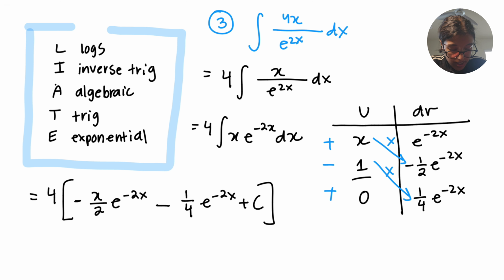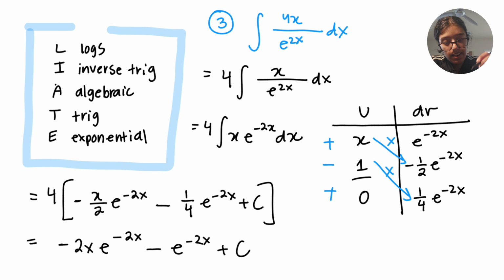And then plus c. Multiplying by 4, we get negative 2x e to the power negative 2x, minus e to the power negative 2x, and then plus c. And now this is our final answer.